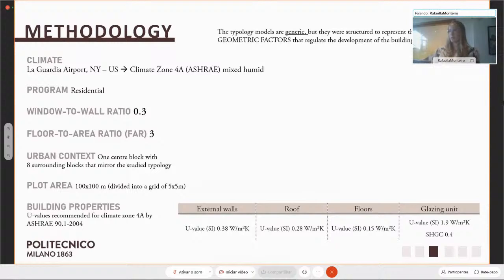The building properties are all the same, using the U values recommended for climate zone 4A by ASHRAE. That makes all the cases comparable and able to understand how they relate to each other.